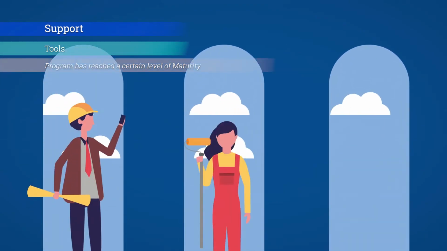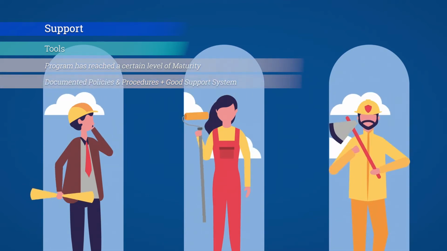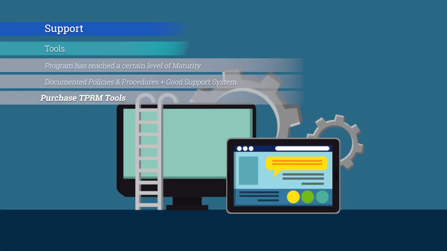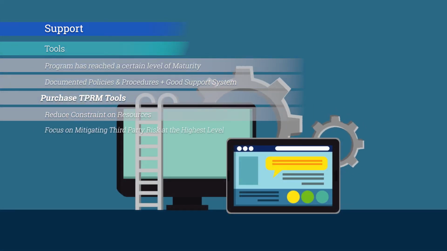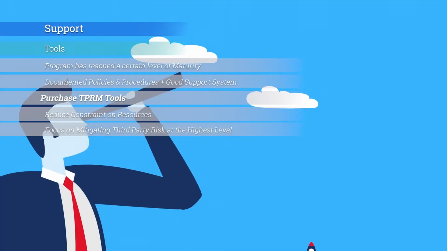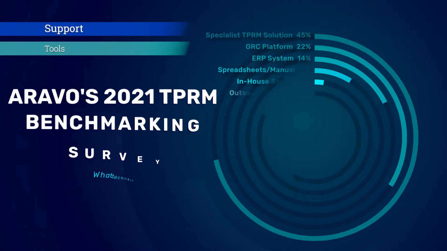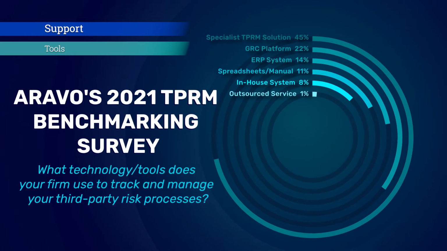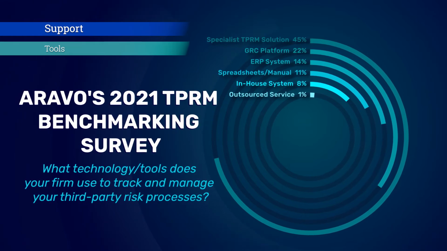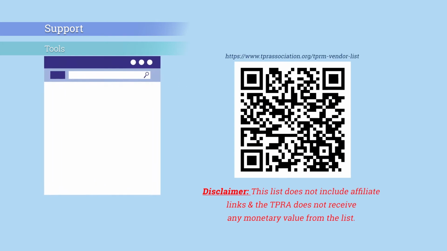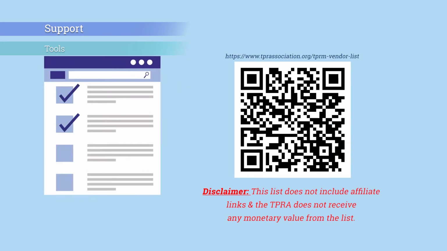Tools. If your program has reached a certain level of maturity, at least has documented policies and procedures as well as a good support system, you may wish to purchase TPRM tools to reduce constraint on your resources and which allows you to focus on mitigating third-party risk at the highest level. The majority of programs use a TPRM platform and continuous monitoring tool or tools. TPRA is working to create an exhaustive list of TPRM tools. Disclaimer: this list does not include affiliate links and TPRA does not receive any monetary value from the list.